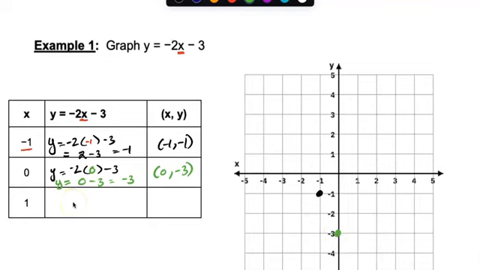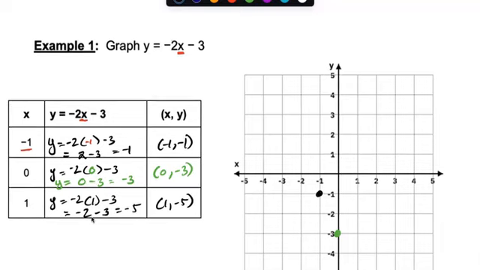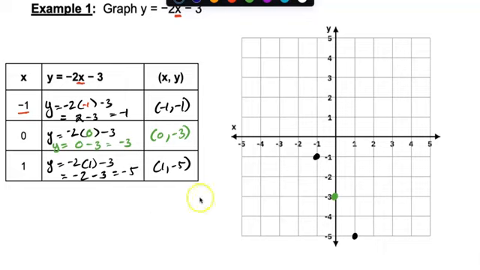Next one is 1. So y equals negative 2 times 1 minus 3. We're just going to substitute the 1 in for our x in here. Then we just simplify it. Negative 2 times 1 is negative 2, minus 3. So notice they're both negative. Anytime you're adding or subtracting and they're both the same sign, you just get bigger. So negative 2 minus 3, they're the same sign, I just get negative 5. So my point is 1 and negative 5. So 1, negative 5 is right there. 1 for my x, negative 5 for my y, and that's the point.